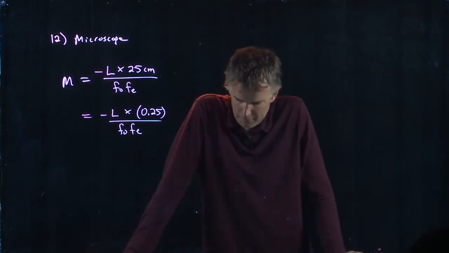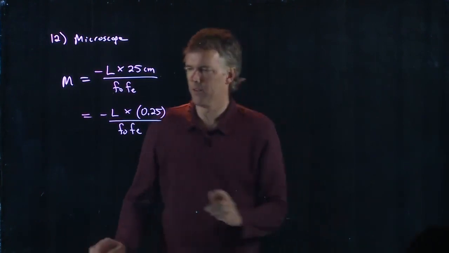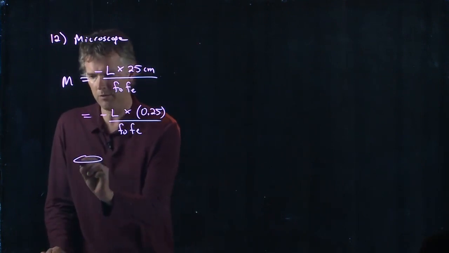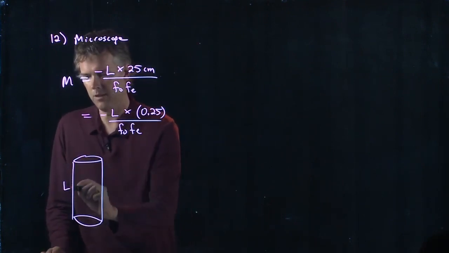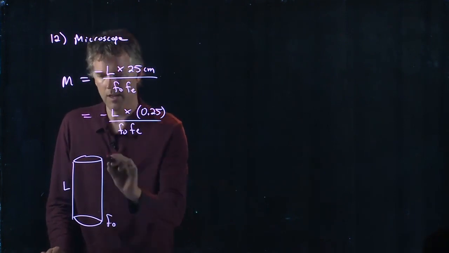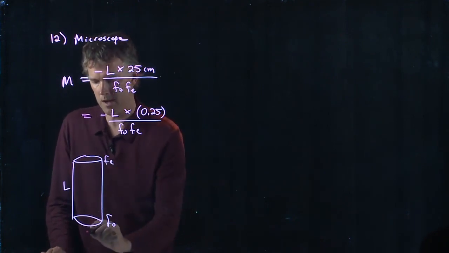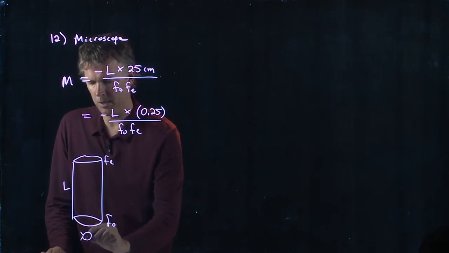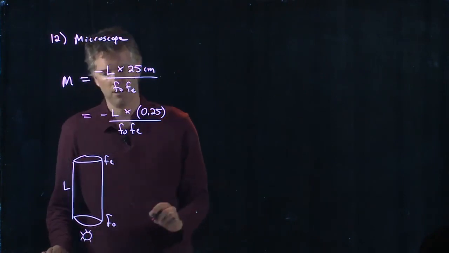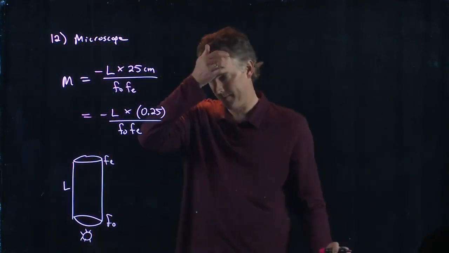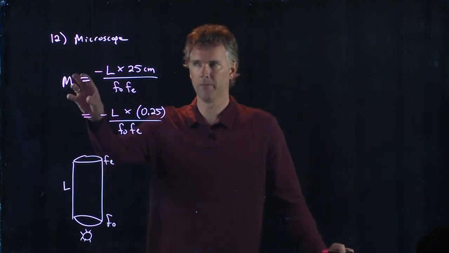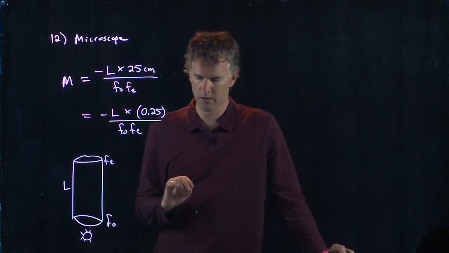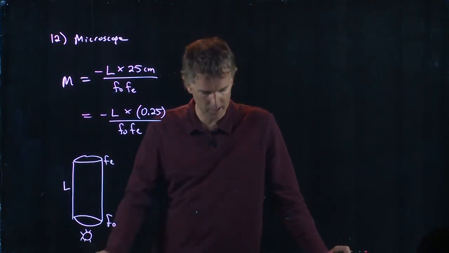And they give us a lot of this information, right? L is the length of the barrel. So here's your lens, here's your other lens. This is L. That's your objective, that's your eyepiece. You put your little bug down there and you take an image of it. Okay? And how big that bug looks to you is given by the magnification M times the original size.